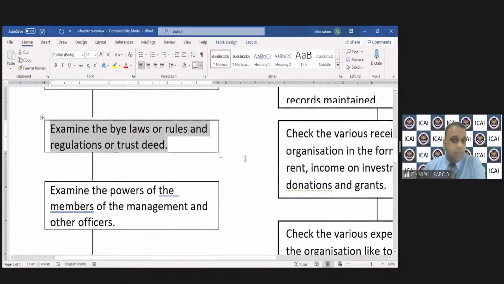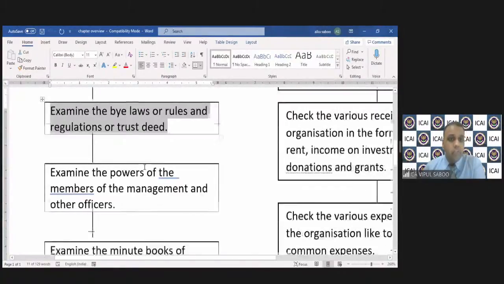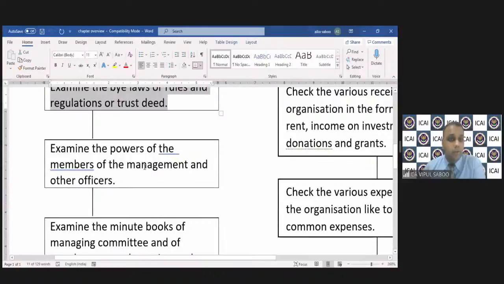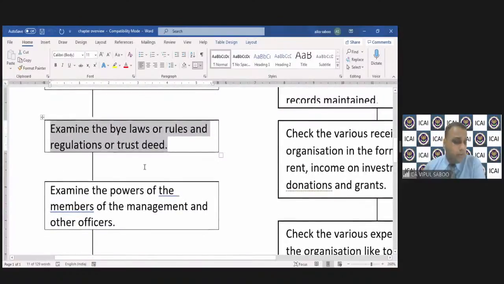Examine the bylaws or rules, regulations or trust deed. What are the bylaws or rules and regulations? In a company, you see the AOA and the MOA, the Memorandum of Association and Articles. In the case of trusts and societies, there's a deed. In the case of a partnership, there is a deed. So it lays down the rules or regulations.